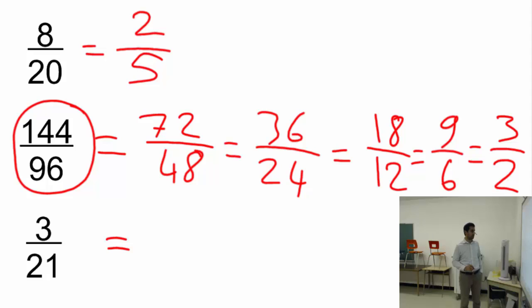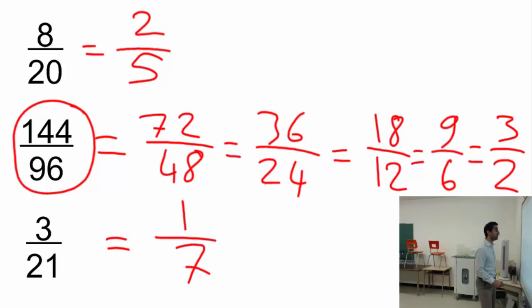Now let's do that. 3 divided by 21. There is only one number here, which is 3, that will divide both of them. 1 divided by 7.